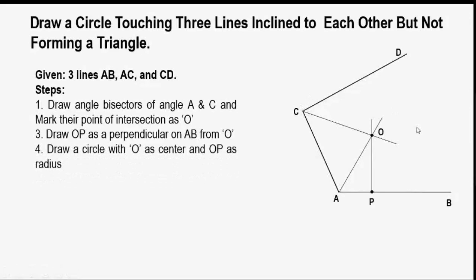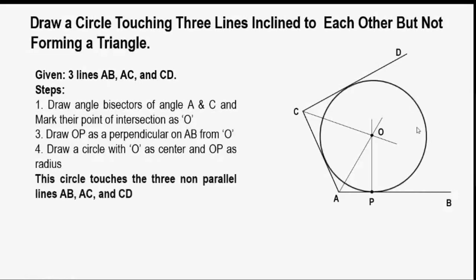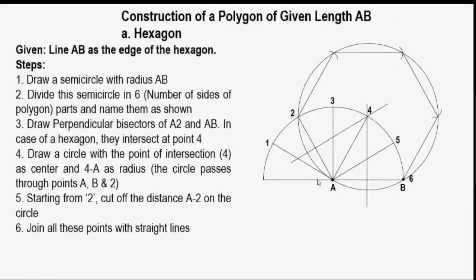Now with O as center and OP as radius, draw a circle. This circle will touch all the 3 inclined lines. These are some of the constructions that will be useful in your engineering drawing.